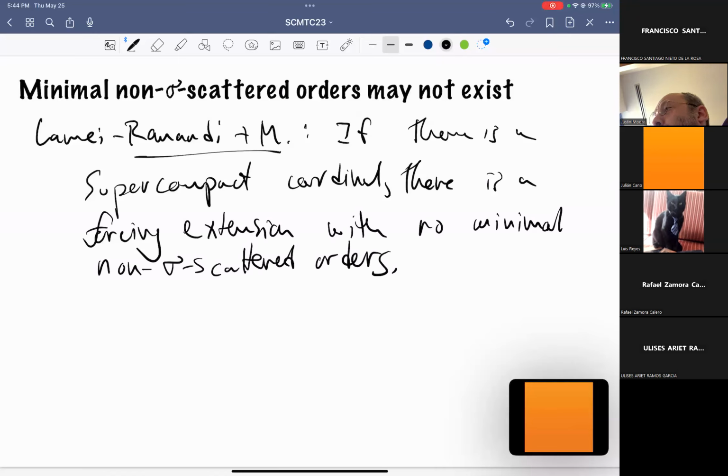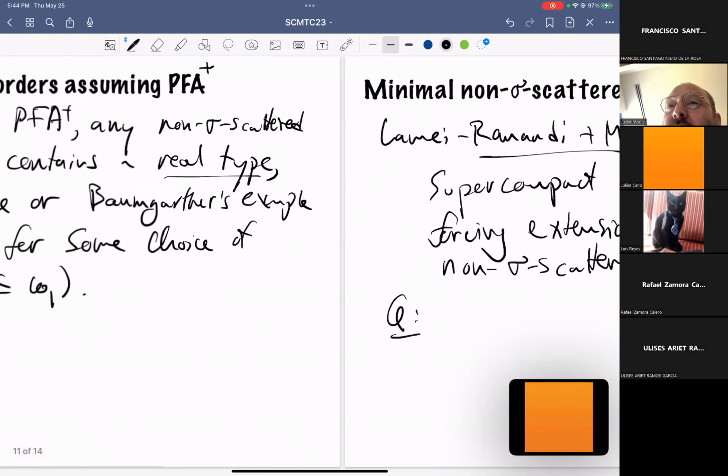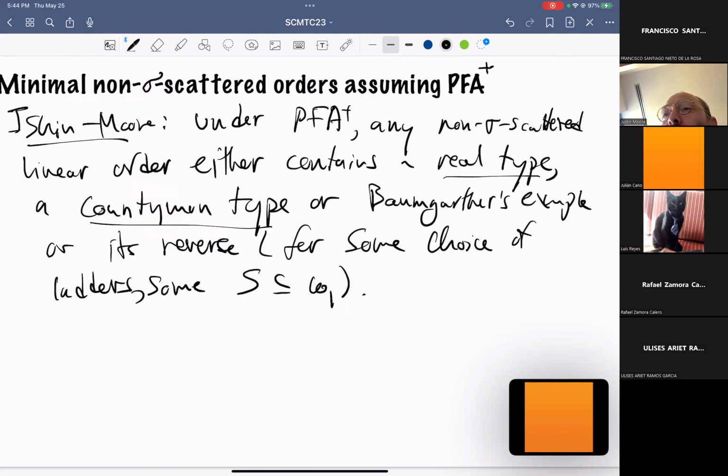Okay, so the nagging question after all of this is, Ishu and I worked fairly hard for this result, and in particular for proving that you had this reflection, that any non-sigma scattered order contained a suborder of size aleph 1. We had no idea whether, well, some of this, we had to use the strong axiom PFA plus, and it wasn't clear whether some of this was just a theorem of ZFC, right?